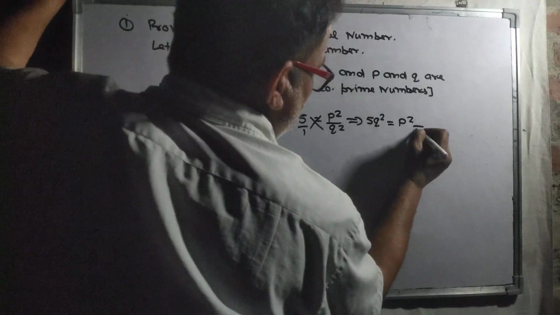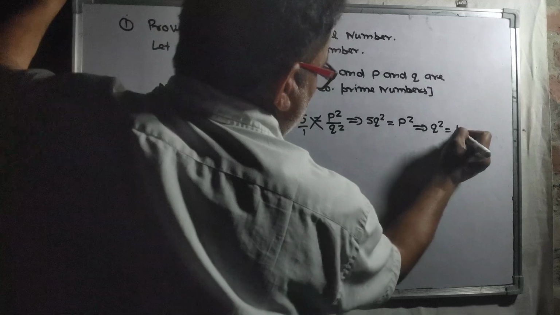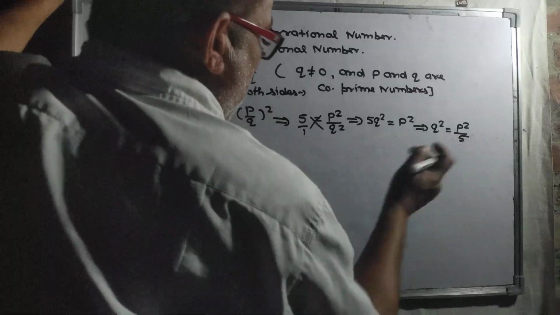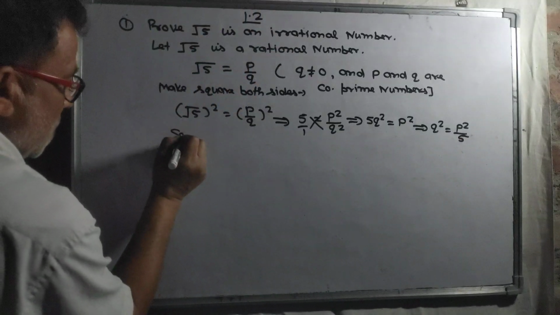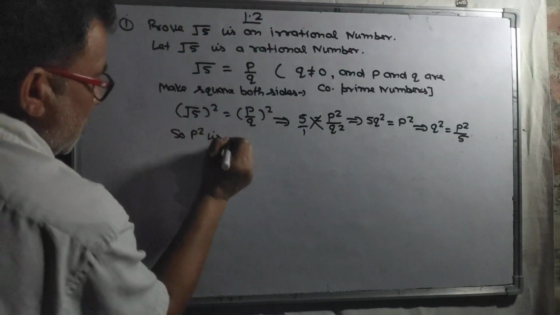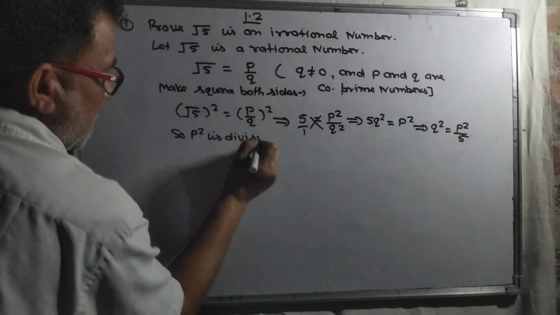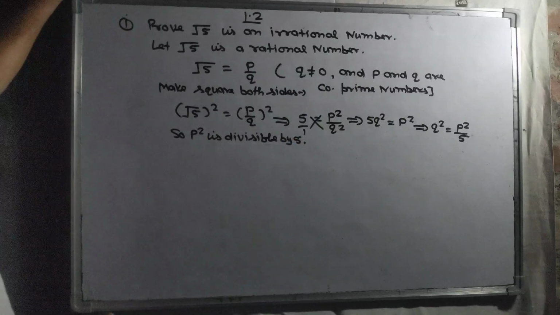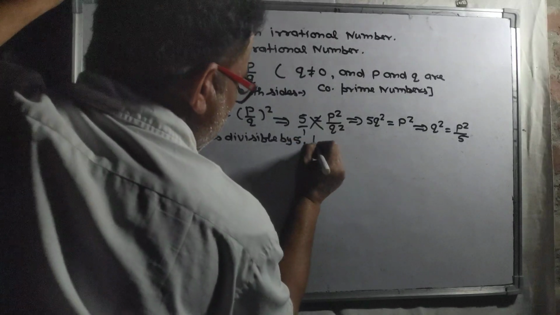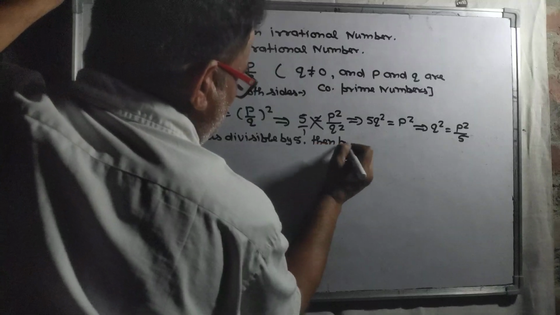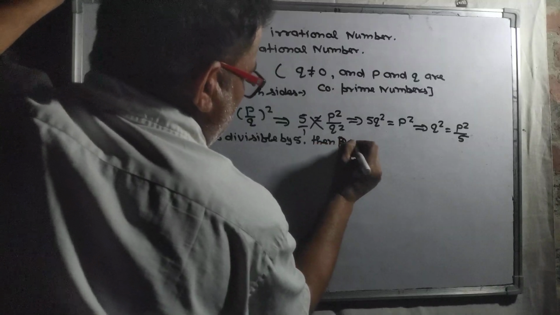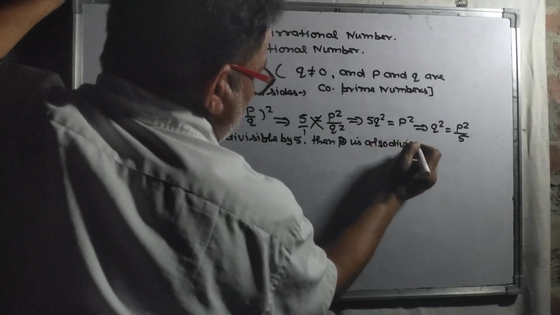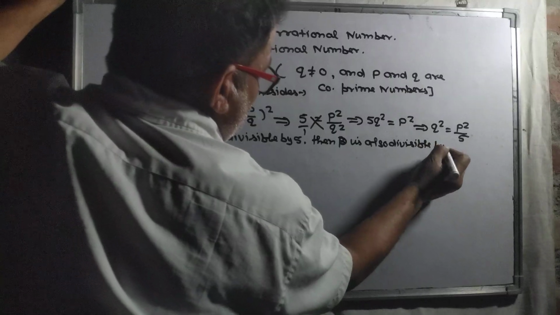So q square equals p square upon 5. So p square is divisible by 5. If p square is divisible by 5, then p is also divisible by 5.